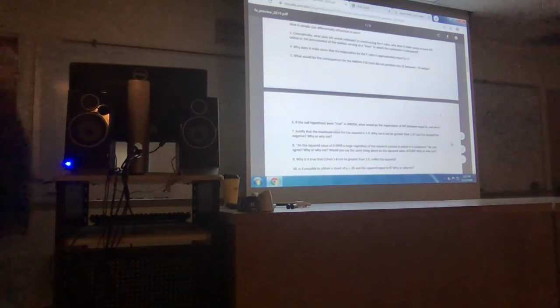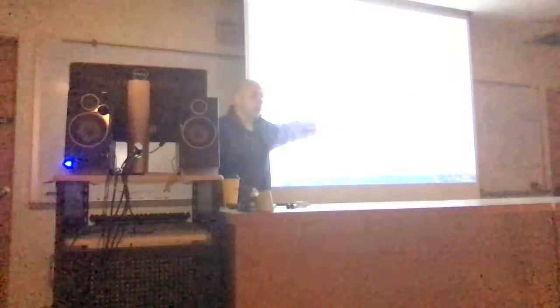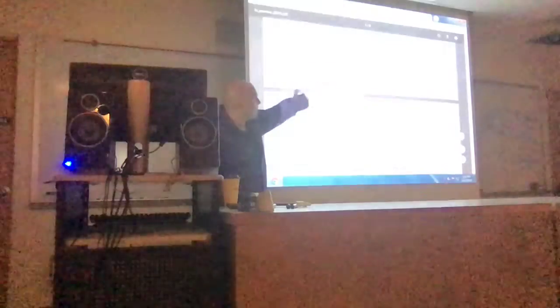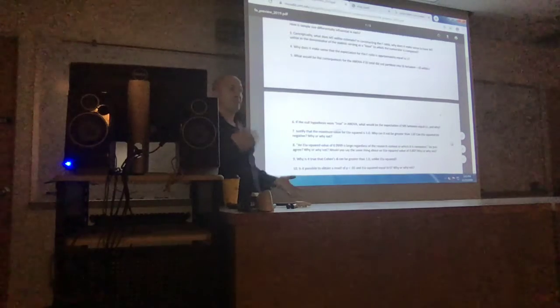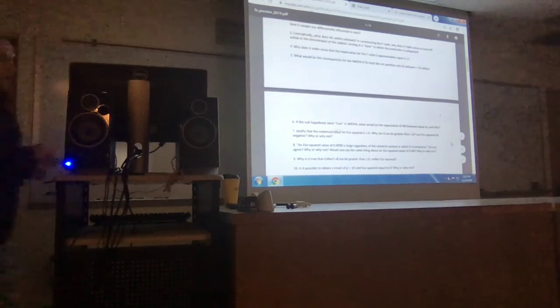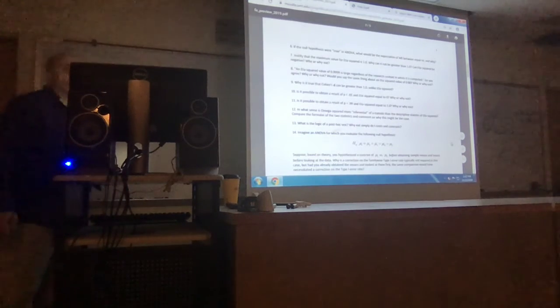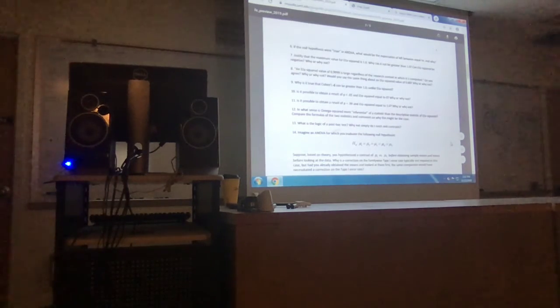Eta squared would work, because if we don't know that that's going to be an exact partition, then comparing SS between to SS total doesn't make sense, because we don't know what the base is, we don't know what that denominator is. If you look at 6, if the null hypothesis were true, what would the expectation of MS between equal to, and why? Okay, so there you have to dig a little bit.